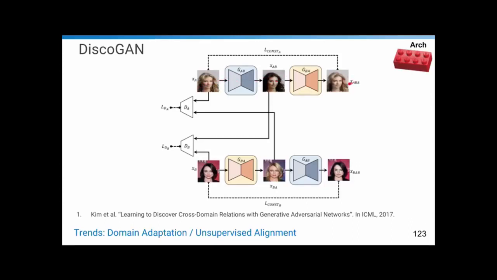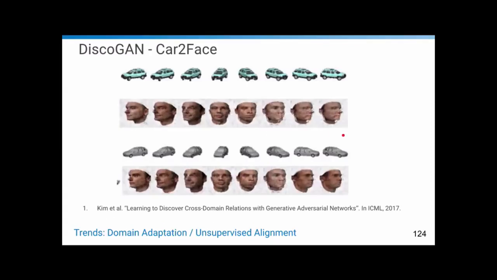You have some kind of pixel-wise reconstruction loss, and you also have domain classifiers that try to say whether a sample is from domain A or domain B, and you try to fool these classifiers.